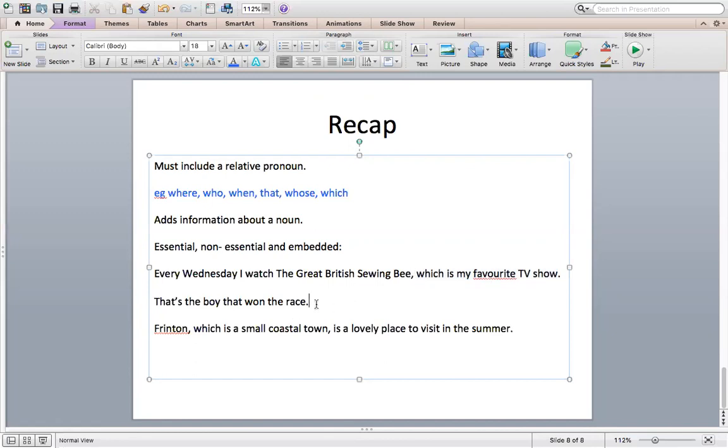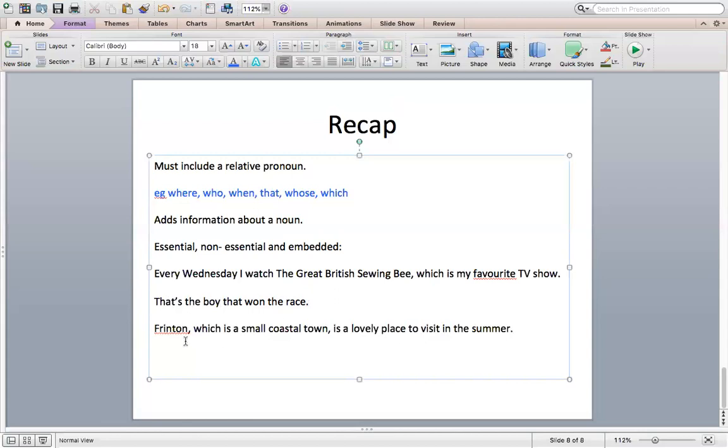Second one, that's the boy that won the race. That won the race is the relative clause. That's the boy doesn't make sense on its own. Therefore, this relative clause is essential, and therefore we don't need the comma because we're relying on it. We need to include it for this whole sentence to make sense.